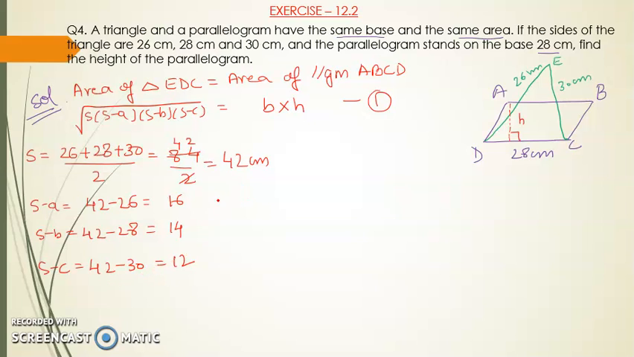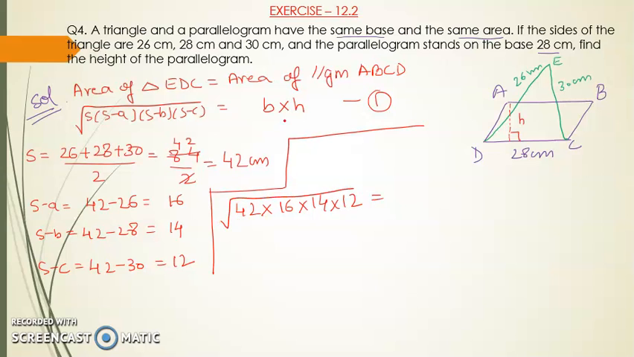Okay, now I will substitute these values: S, S minus A, S minus B. So what is the value of S, students? Okay, let me draw this line so that you don't get confused. So what is the value here? Area of triangle, S. What is the value of S, students? 42 into S minus A 16 into S minus B 14 into S minus C 12, right? This is equal to what, students? Base into height. Can you see? This is equal to base into height.